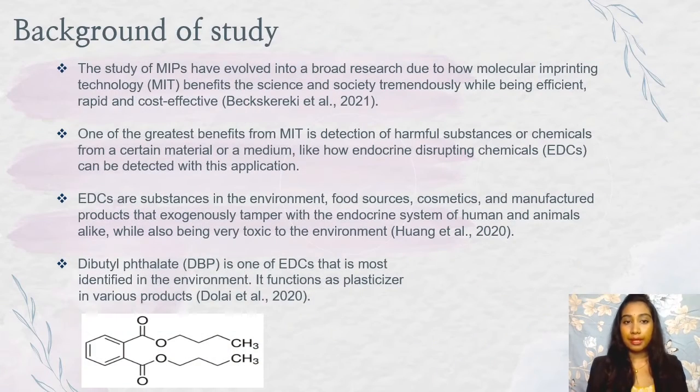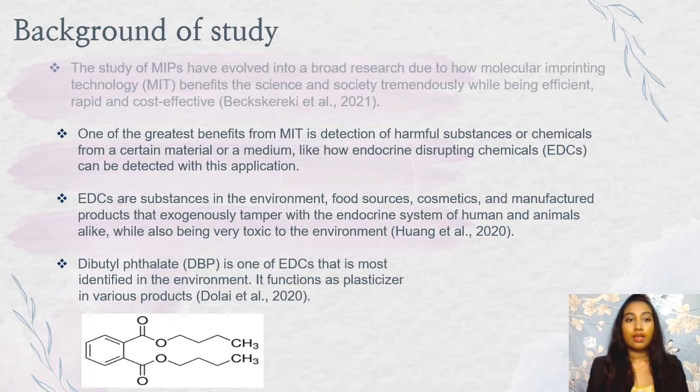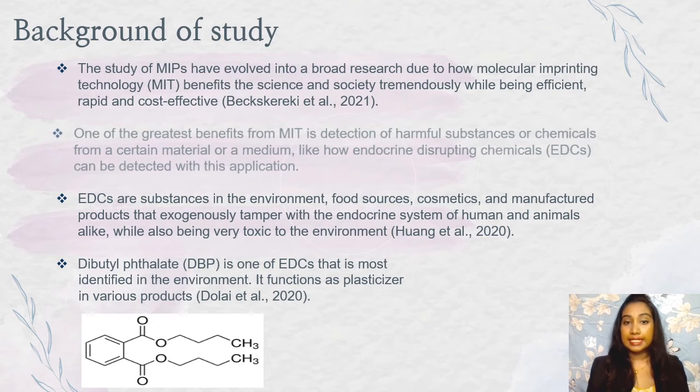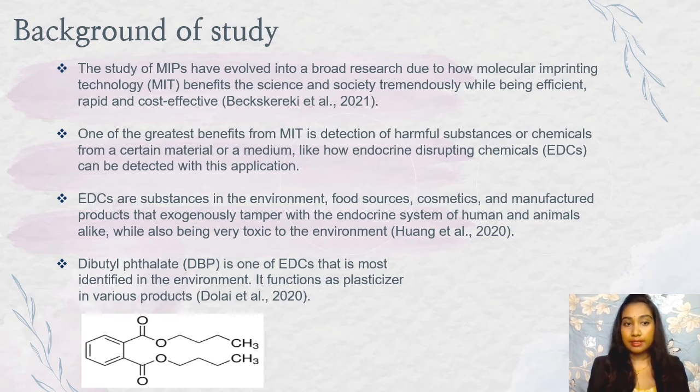The study of MIPs has evolved into a broad research area due to how molecular imprinting technology, MIT, benefits science and society while being efficient, rapid, and cost-effective. One of the greatest benefits of MIT is detection of harmful substances from a certain medium, like how endocrine disrupting chemicals, EDCs, can be detected with this application.